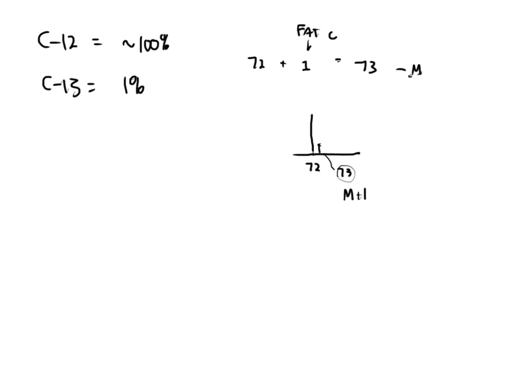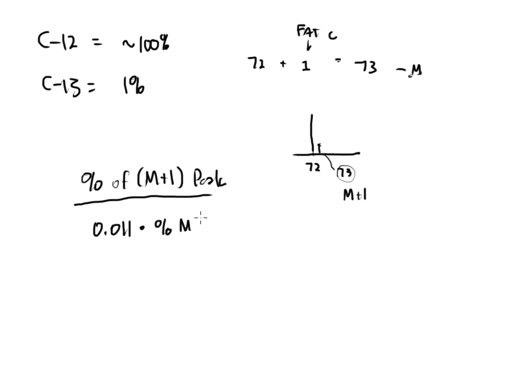But we can use that to our advantage. And what we can do is create an equation. We can take the percentage of the M+1 peak and divide it by 0.011 times the percentage of the M peak. And if we do that, we are able to get the number of carbons in the molecule. That's all we got to do, people.